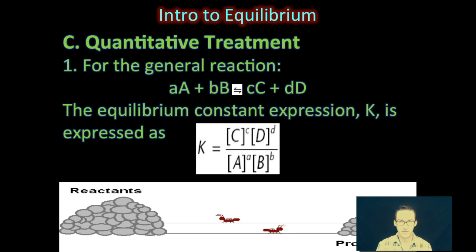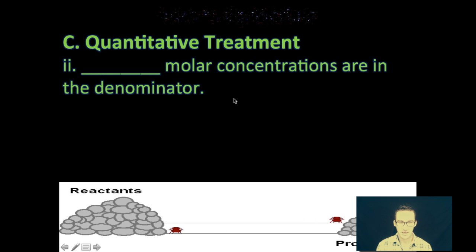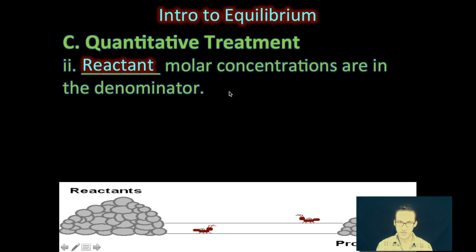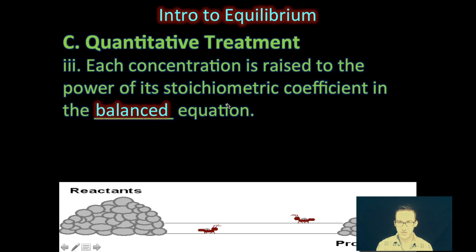So if we've got this general reaction here, where you've got your reactants A plus B, with their respective coefficients in lowercase, forming C plus D as your products, again, with C and D in lowercase indicating your coefficients in that balanced chemical equation, the equilibrium constant expression K can be expressed in the following manner. Product molar concentrations are in the numerator, and reactant molar concentrations are in your denominator. So products to reactants, just a comparison between the two. Each concentration is raised to the power of its stoichiometric coefficient in the balanced chemical equation.